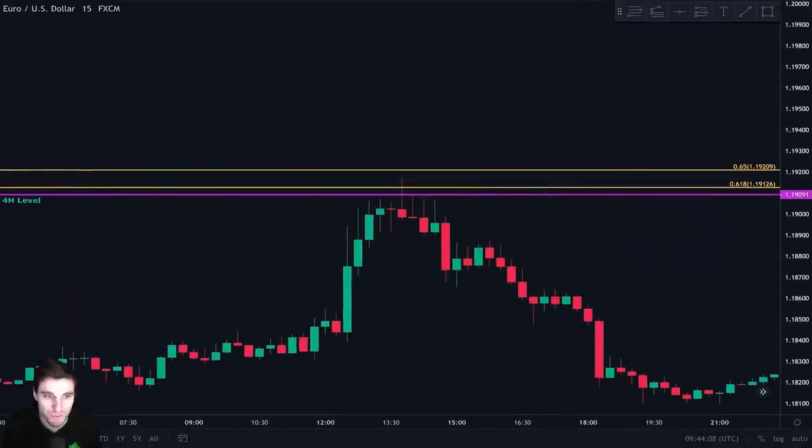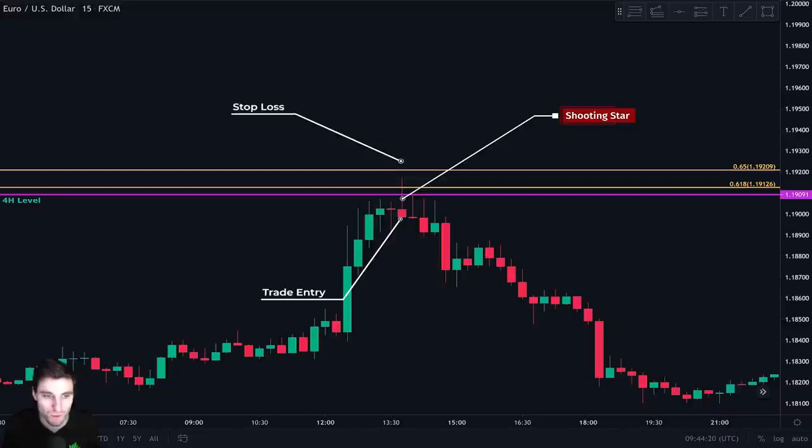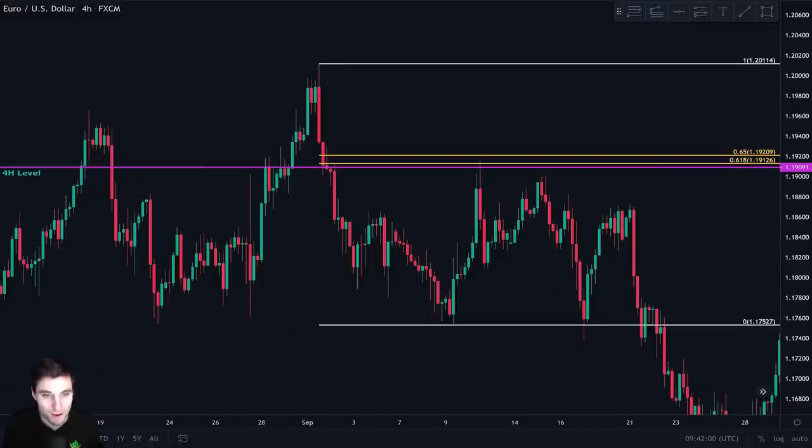Look at the price action when we reach that level. We can clearly see the formation of a shooting star, which is our trigger to enter a short, and we put our stop loss just above this candle. What happened next? Well, price went down and we closed the trade with a very nice profit at our support, which is the 0 point of our Fibonacci retracement. Let's jump to another example.